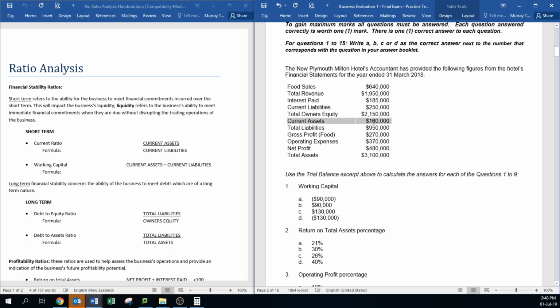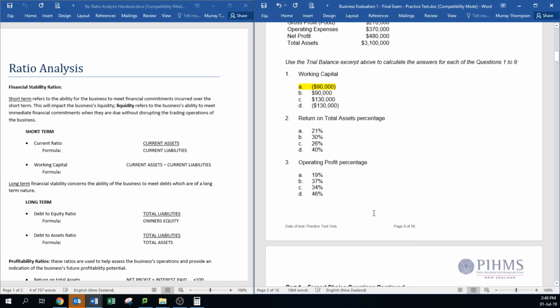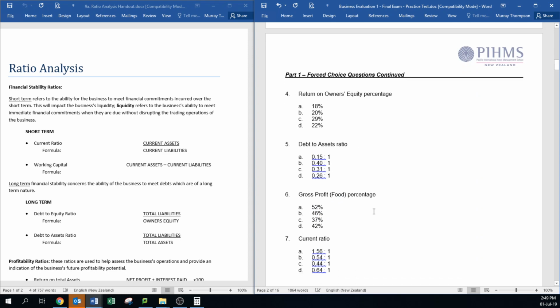Here we have our current assets. That's 160,000. So pop that into your calculator. Then go to minus, and find current liabilities. Here we go, 250,000. Now, Canvas does have a built-in calculator as well, but it's pretty simple. The answer is the first one, so negative $90,000. I'll do a slightly easier one next.